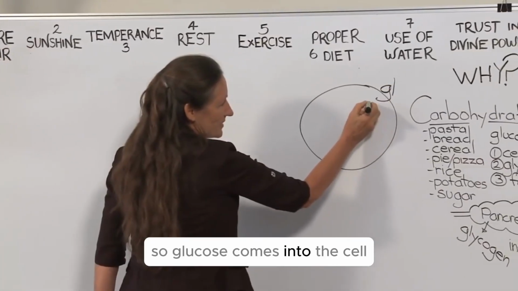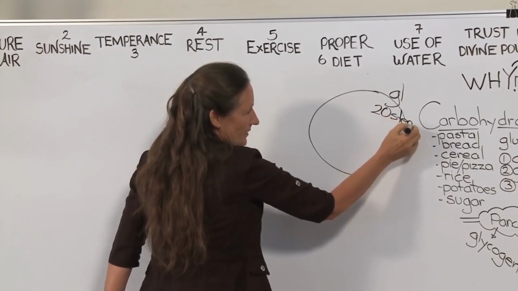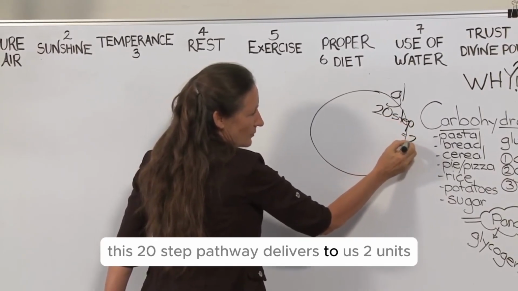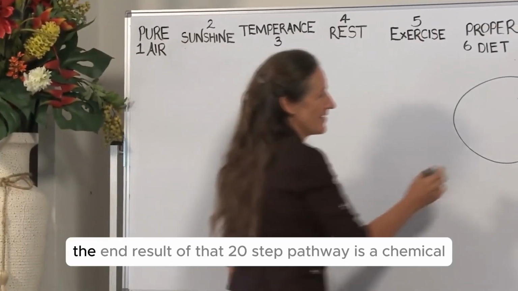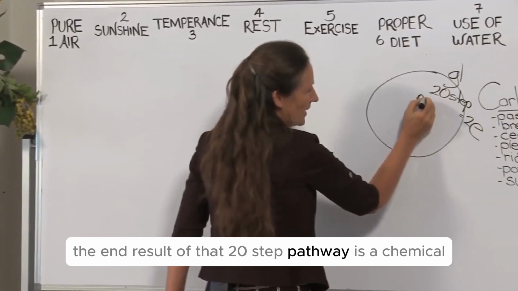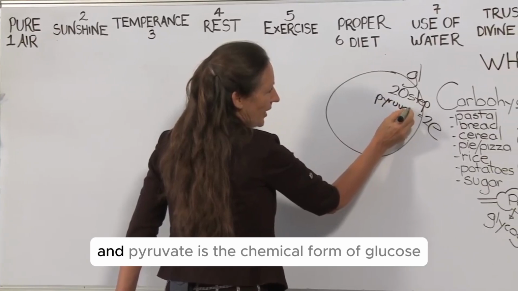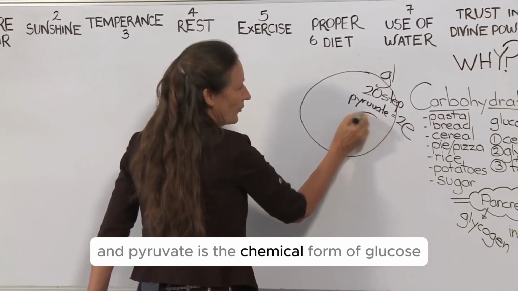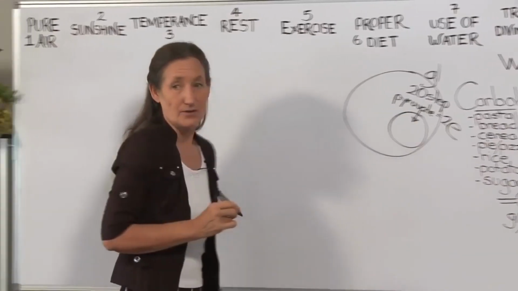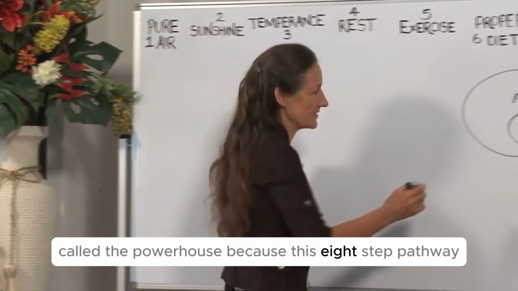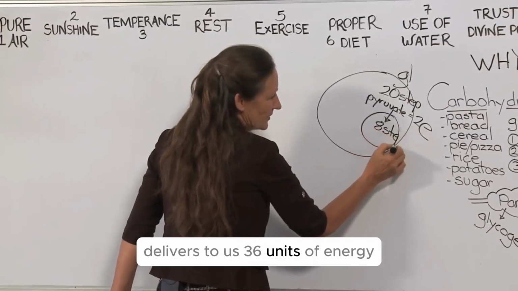So glucose comes into the cell, it goes through a 20-step pathway. This 20-step pathway delivers to us 2 units of the big E, energy. The end result of that 20-step pathway is a chemical form of glucose called pyruvate. And pyruvate is the chemical form of glucose that gets fed into the powerhouse. Called the powerhouse because this 8-step pathway delivers to us 36 units of energy.